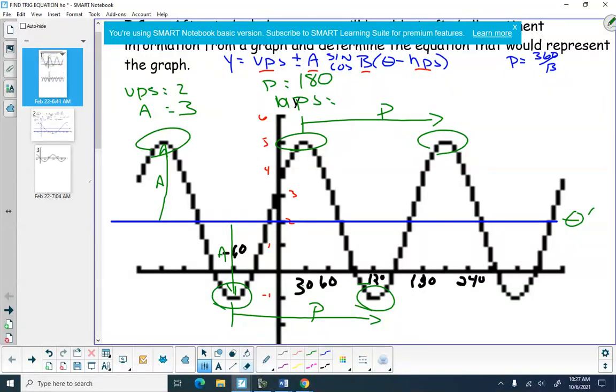Now what we need is a B value. The period is 360 divided by B. If I multiply both sides by B and divide by the period, the B value is calculated by 360 divided by the period. Well, we just said the period is 180 degrees. So what would the B value have to be then? 360 divided by 180 gives me the B value, which would be 2. So the B value is 2.